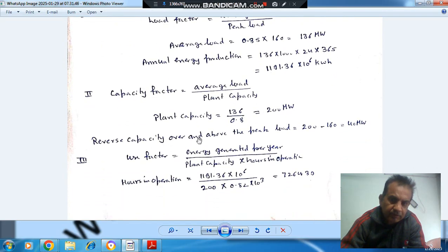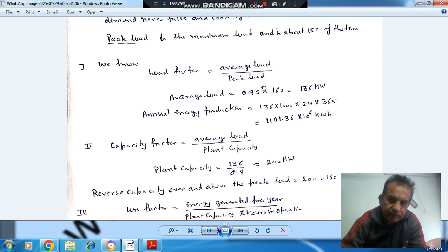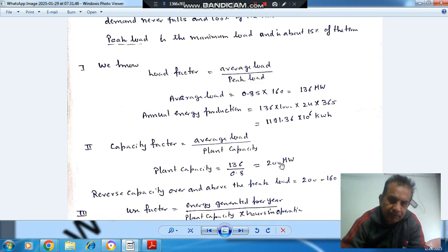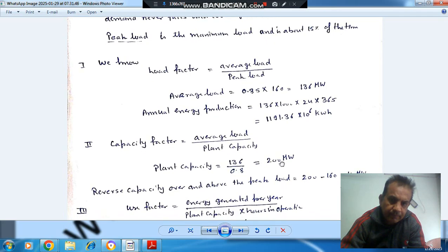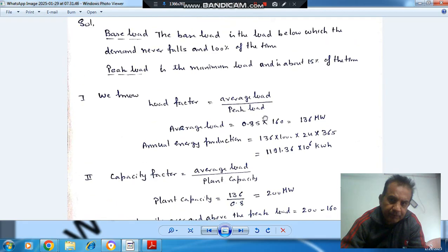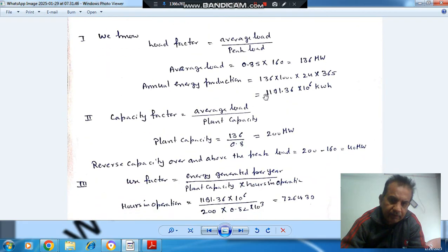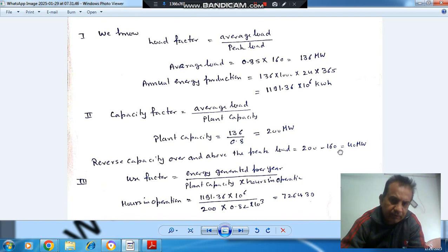And reserve capacity over and above the peak load is plant capacity minus peak load. That is your plant capacity, and peak load is 160. So that difference is reserve capacity over and above the peak load. So that is 10 megawatt.